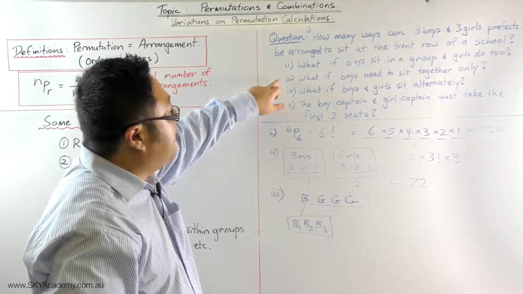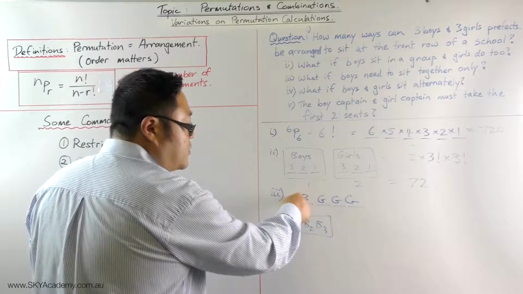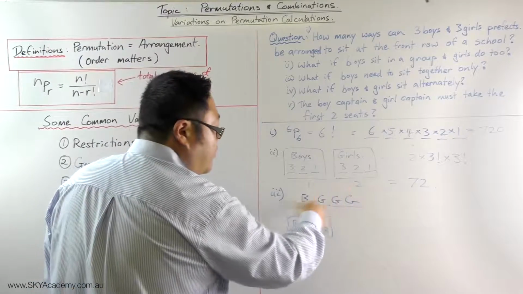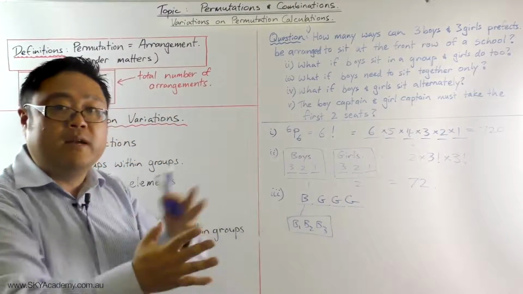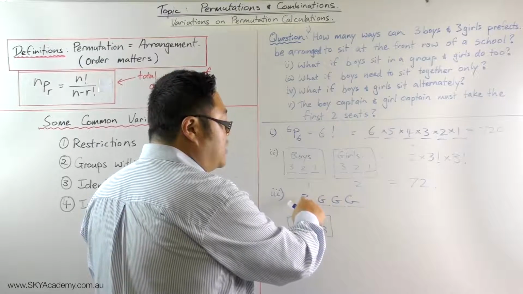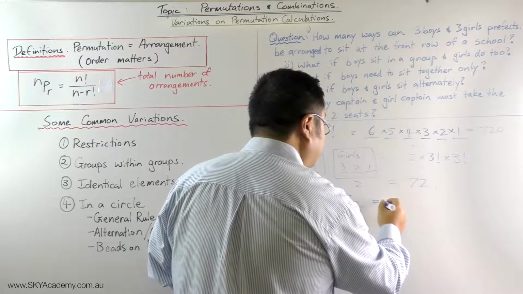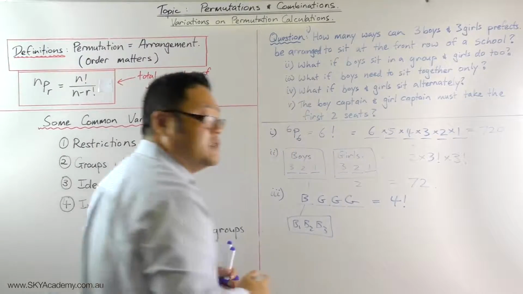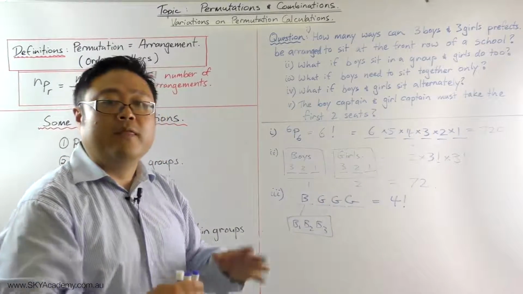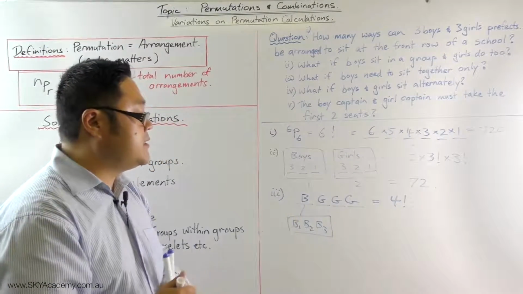So, for part 3, what if the boys need to sit together? Well, this is the boys group. This is 1 girl, 2 girls, 3 girls. We're going to rearrange all of these 4 elements within and amongst themselves. How many ways are there of arranging 4 elements within a group? Well, the answer is 4 factorial. Does that make sense? So in other words, you've got 4 elements, 1, 2, 3, 4. There's 4 factorial ways of arranging those elements.